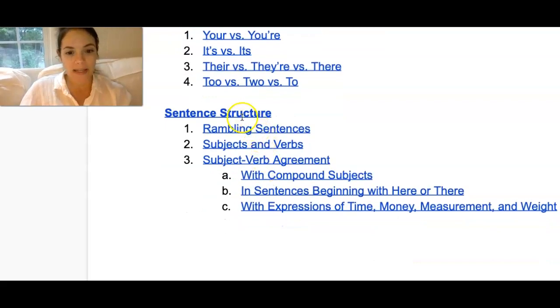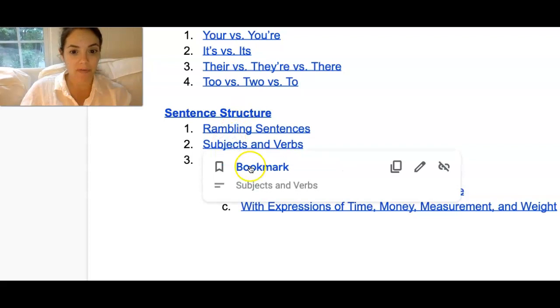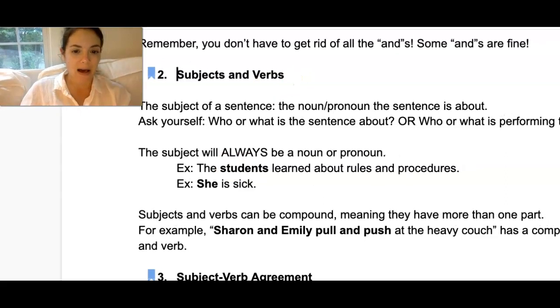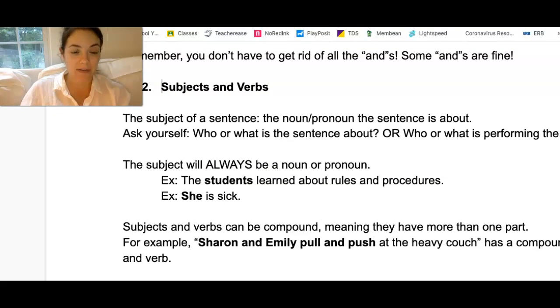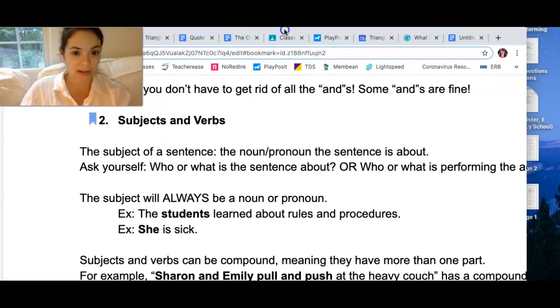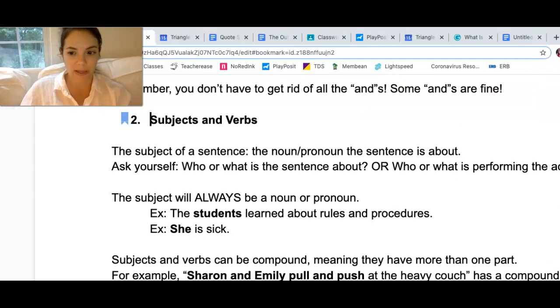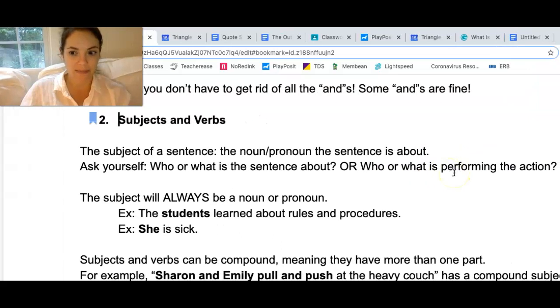Okay, so like I said, we're going to be talking about sentence structure. Okay, and a few things that we need to make sure that we remember before we talk about sentence structure is our subjects and our verbs. Okay, and the reason for this is because everything to do with our sentence structure is going to have to do with those subjects and verbs. So it's really important that we have that kind of fresh in our mind.